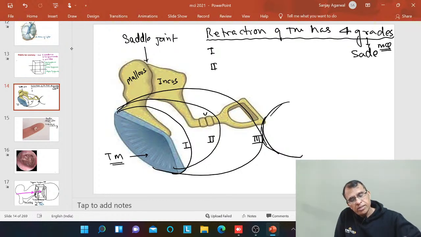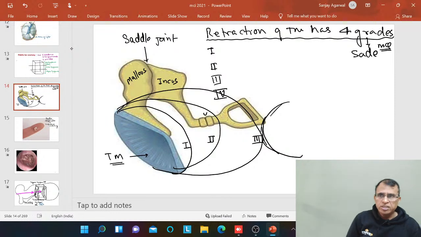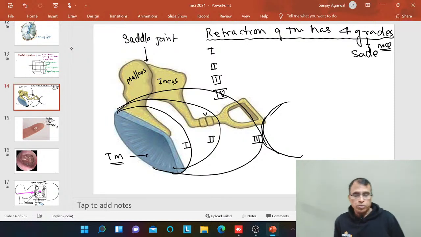And grade 3 will touch the promontory. Grade 4 will stick to the promontory, adherent to the promontory. Grade 3 is touching the promontory. Grade 4 is adherent onto the promontory.